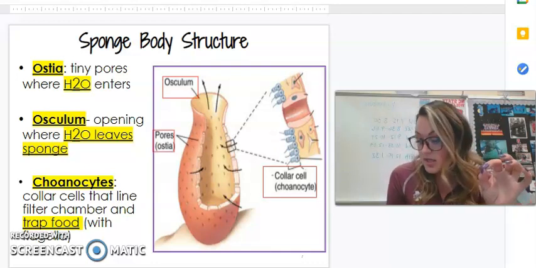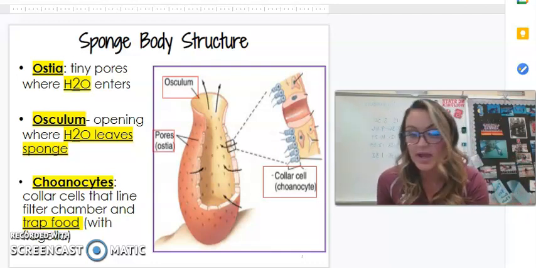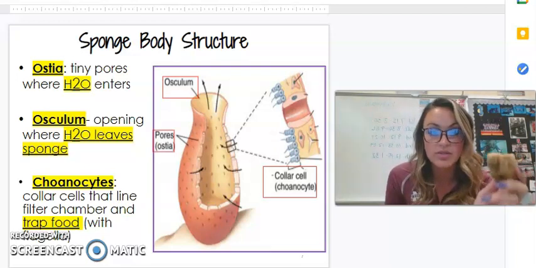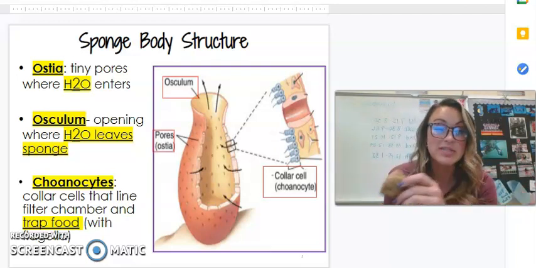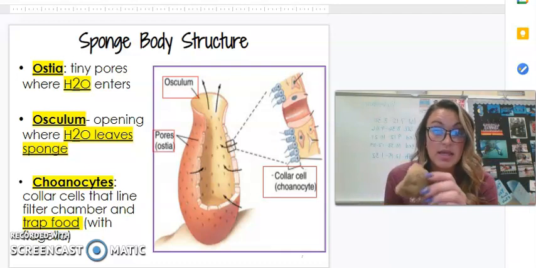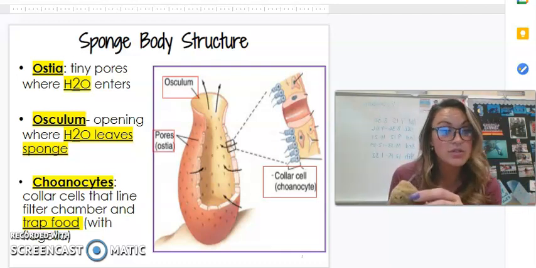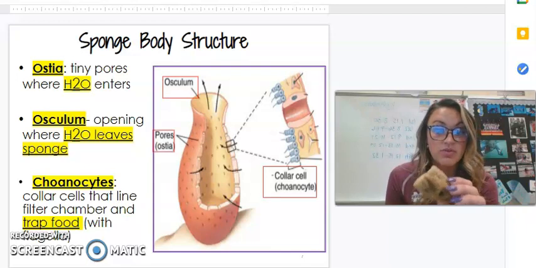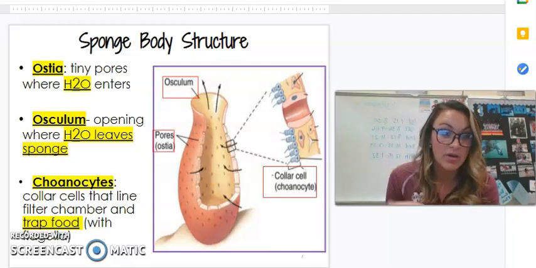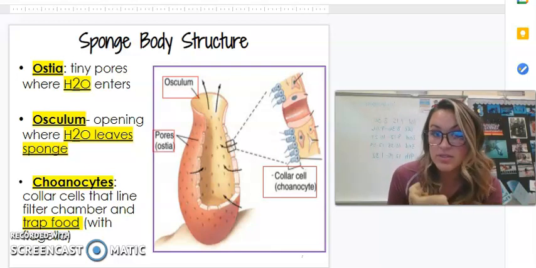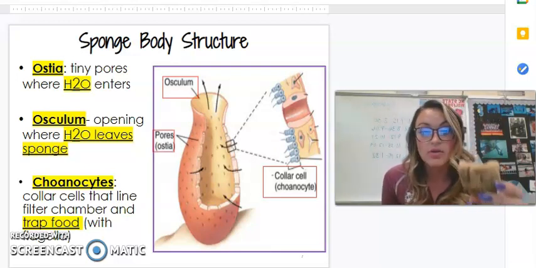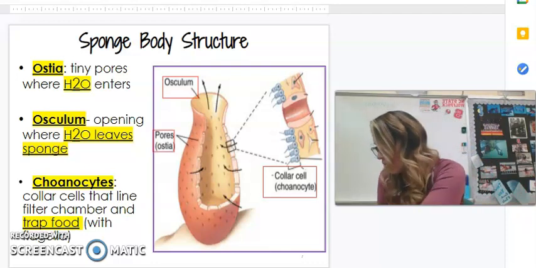So the ostia are the first structure we're going to look at, and the ostia are the pores on the outside of the sponge where water goes in. Okay, so ostia in, they're going into the sponge. All right, so remember, once again, sponges are filter feeders. They bring in water, filter it out, and then push it back out another pore, and that pore that it comes out is actually called the osculum. So the osculum is the opening where water exits.